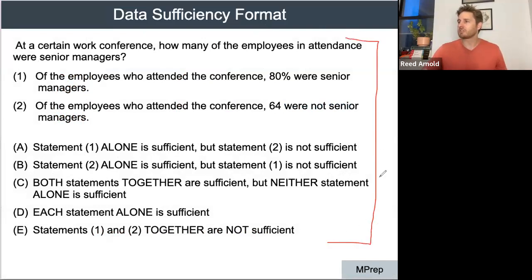Go ahead, take 30 seconds just to look over this question here. Don't try to do it or anything. We're just going to talk about how this question type works.